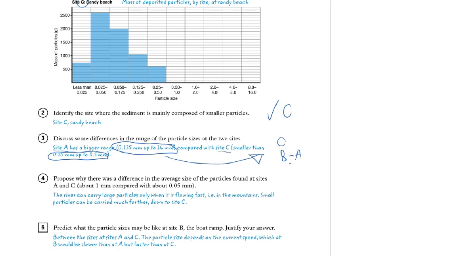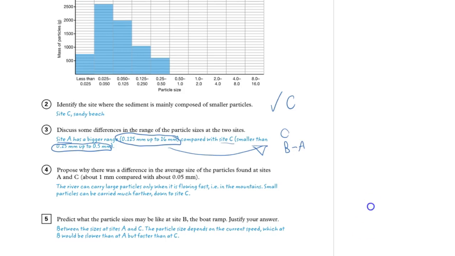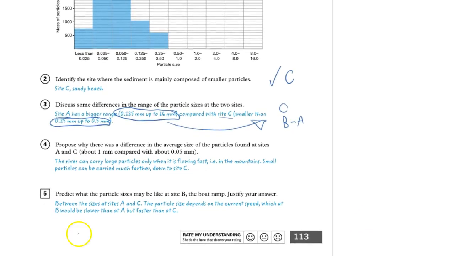Now, here it asks you to propose why there were differences. Now, if you talked about the fact that rivers, again, need to be able to carry the large particles, and they can only do it when it's flowing fast, so you relate that to the mountains and stuff, because when it's up in the mountains, it's going to be on a steep gradient, so the water's going to be running fast with lots of energy. It'll be able to pick up the big particles. Gravity will be pulling them down too. Then that means you're looking at an A standard here.